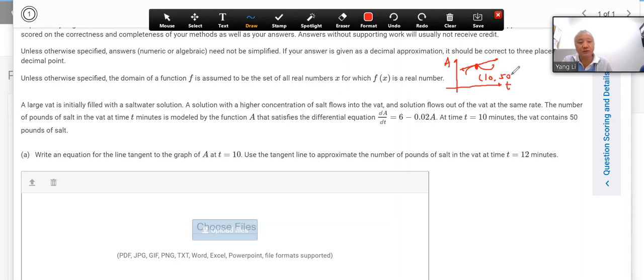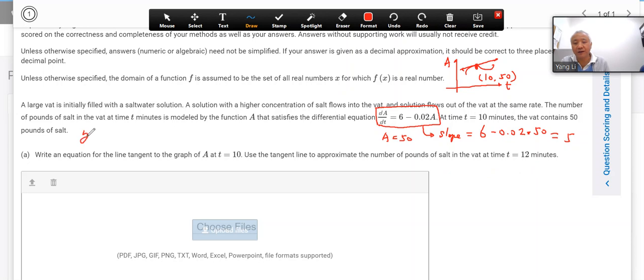So first, we need to find the slope. The slope, they told you, is this derivative, so you can make A equal to 50. You will find the slope of the tangent line at this point equals 6 minus 0.02 times A, where A is 50. If you do this calculation, you will find it equals 5. So we can write the equation right now.